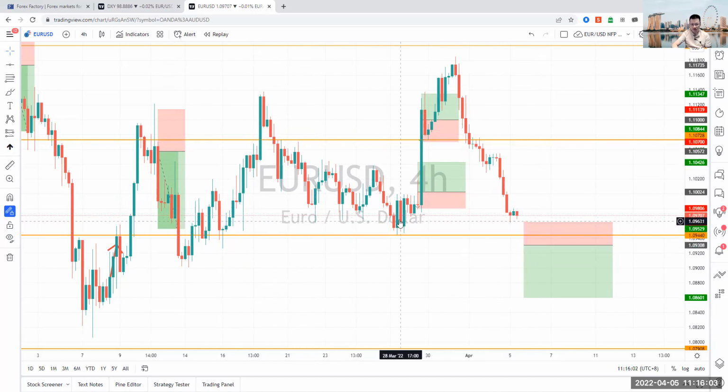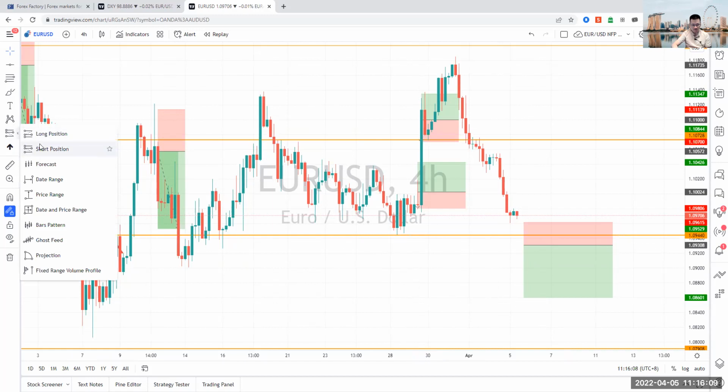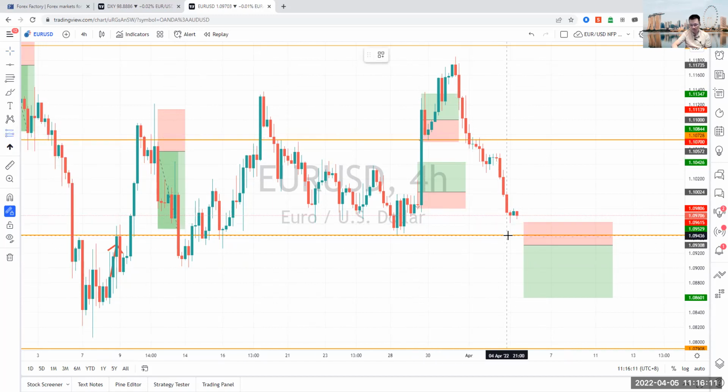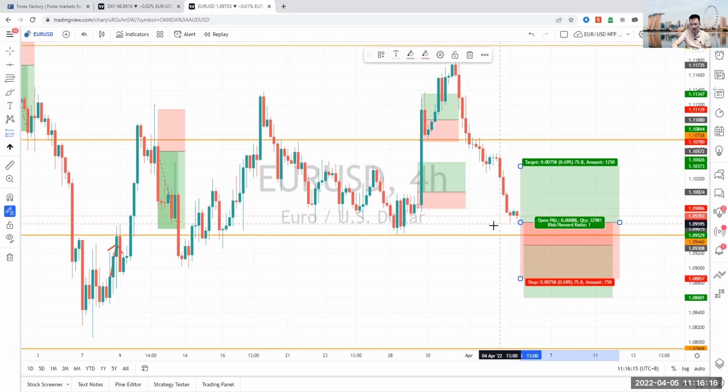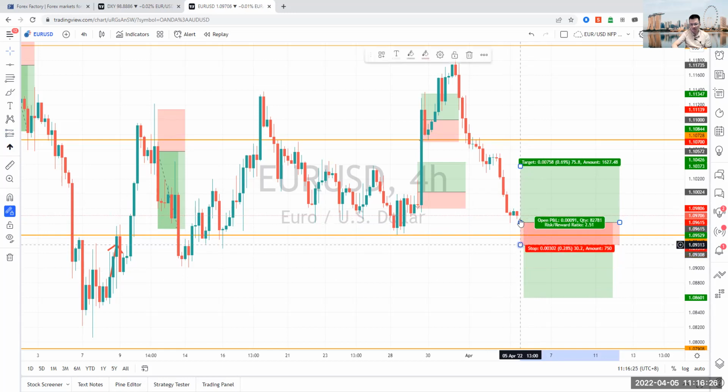What you could also be looking for is a similar repeat of what happened here towards the end of March. If it does come down and bounce off this support level, then you could be looking to buy it up from 1.0960, above 1.0960. Again, keep your stop loss quite tight, about 30 pips. Take profit could be at 60, 70 pips here.